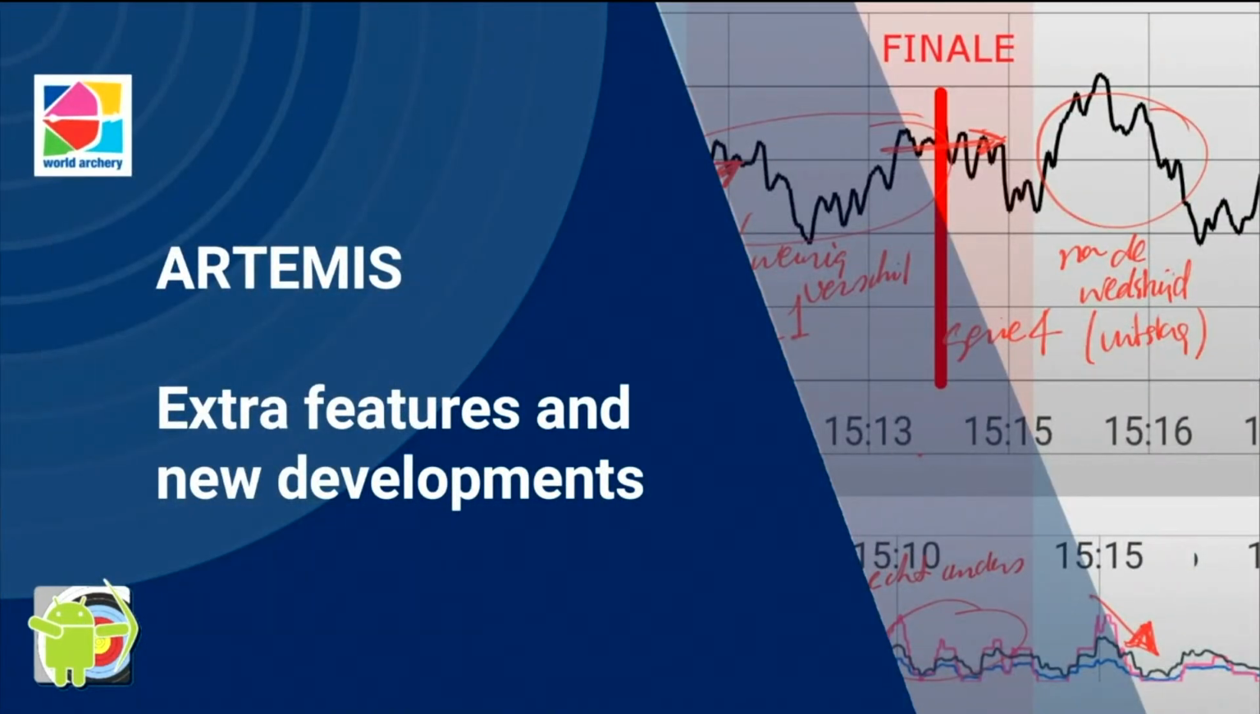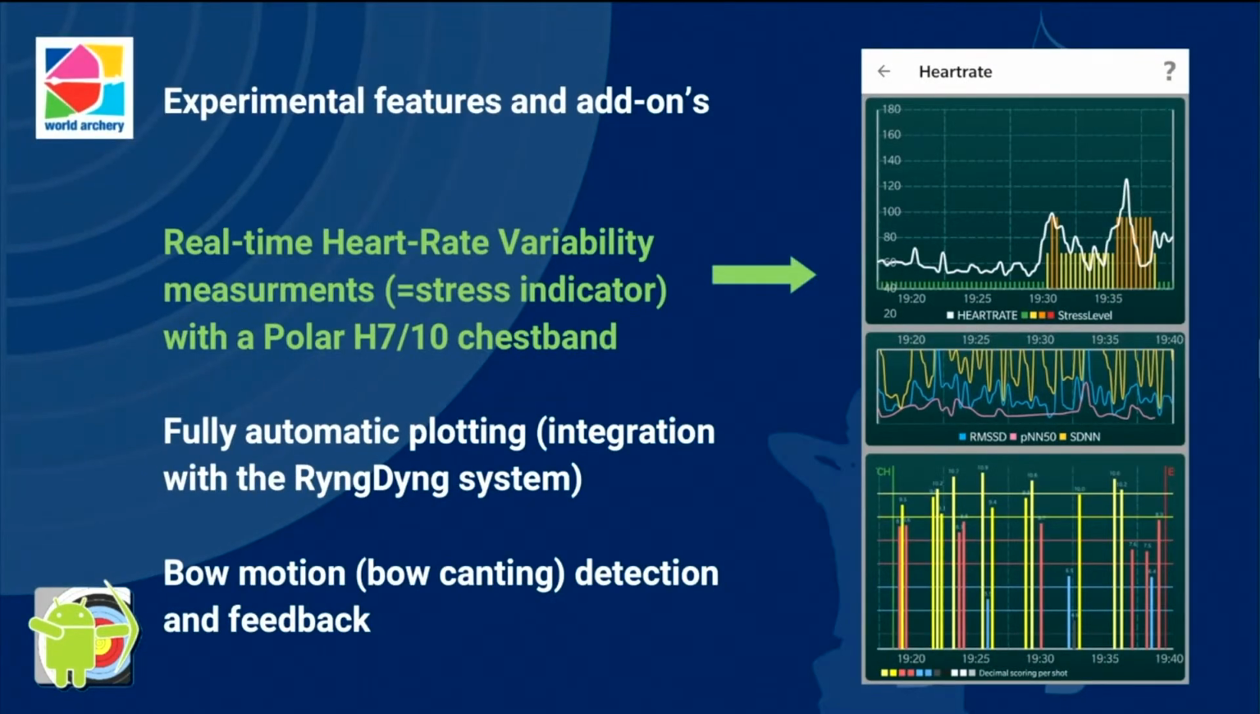So we're almost at the end of the presentation. I'd like to show you a couple of new developments that we have been involved in the last few years. One of them is the integration of Artemis with a chest band that is able to record heart rate. So a very simple Polar chest band is connected to Artemis via Bluetooth, and with that connection we can measure heart rate, but more importantly heart rate variability.